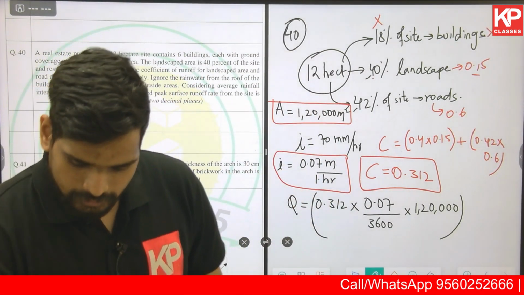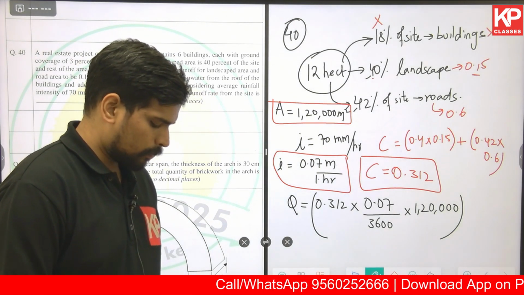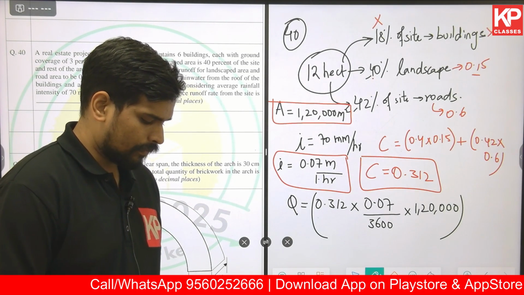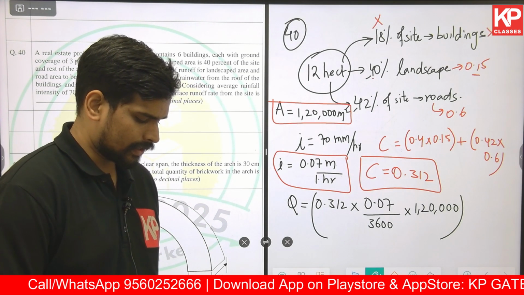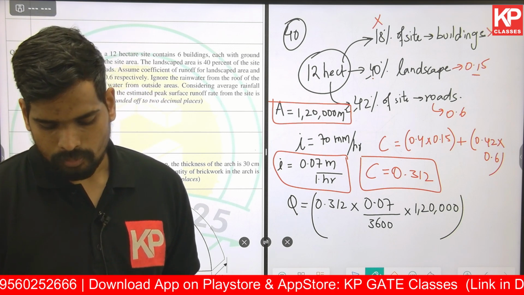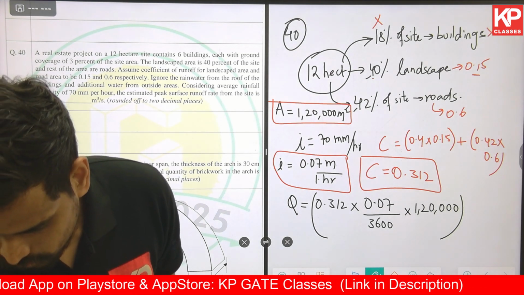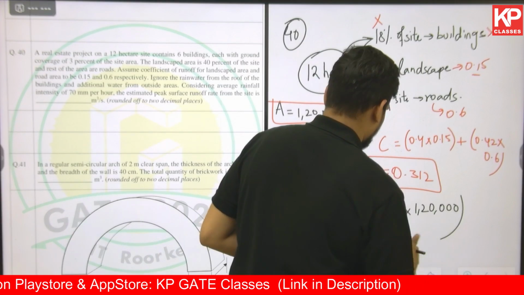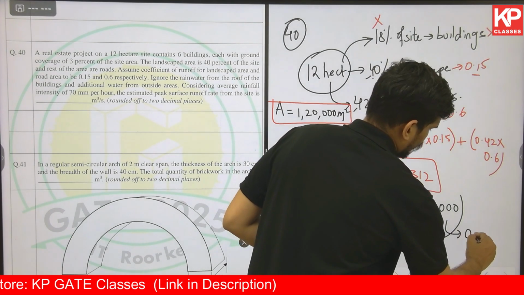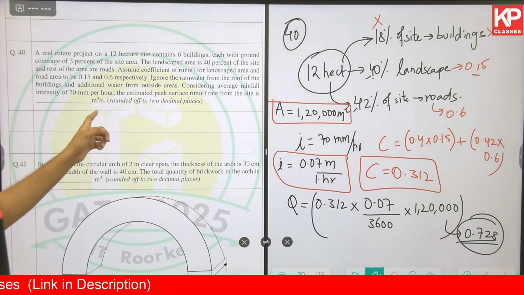You can simplify this. Let me use my calculator. C into I is 0.07, area is 1,20,000. I need to divide this by 3600, and that will give me the answer in cubic meter per second. It's coming out to be 0.728. Answer after simplification, this is giving me 0.728 in the asked units, that is cubic meter per second.